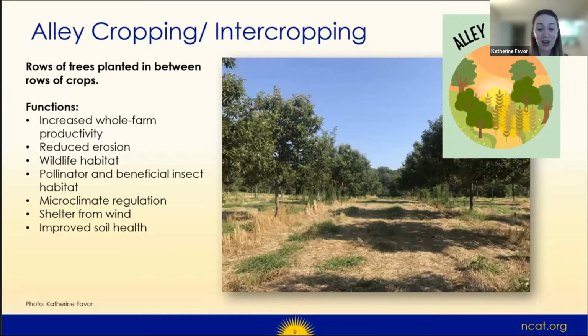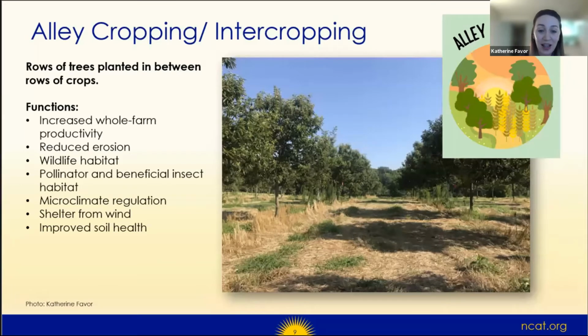Again, in alley cropping systems, trees provide wildlife habitat. And with that, they also attract beneficial insects. They provide habitat for all sorts of parasitic insects that parasitize or eat the predators of your pests. And so that's really good. It can help you use less pesticides.